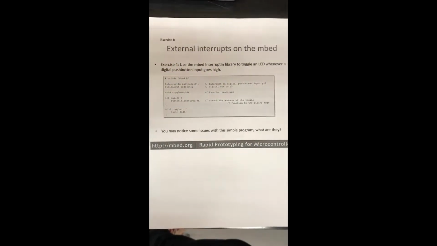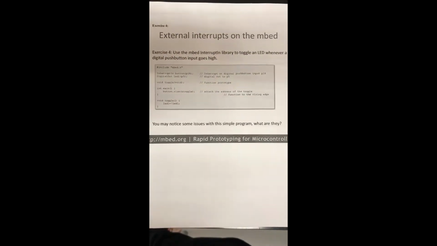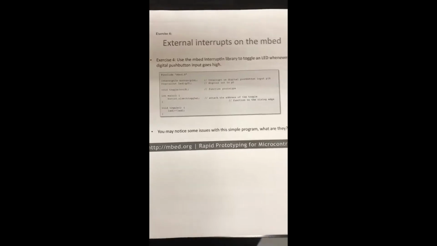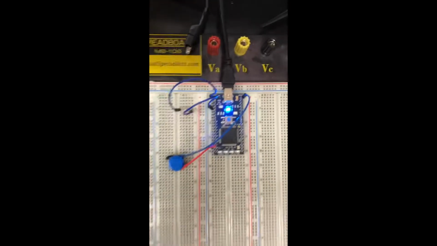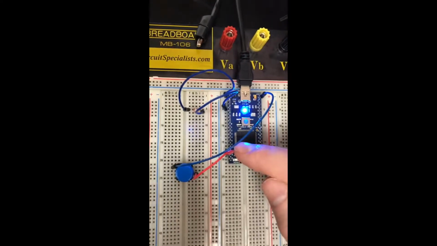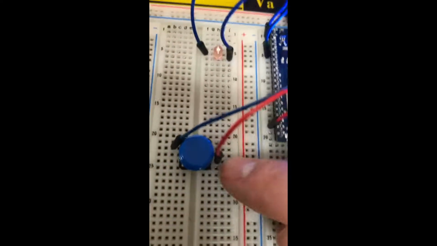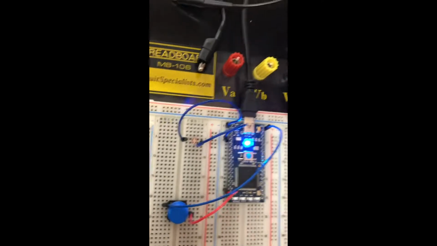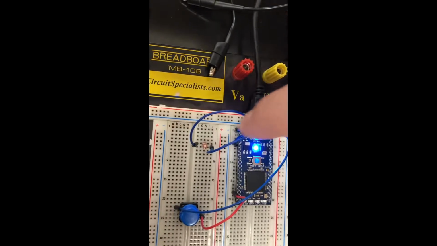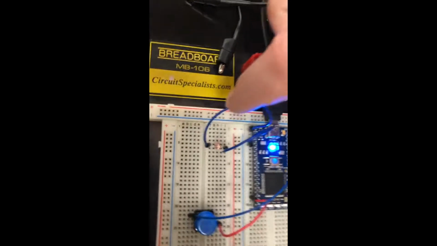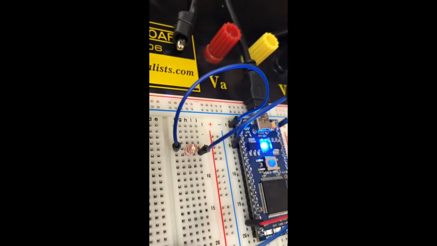Okay, this is lab 5, exercise 4, using an embed interrupt library to toggle an LED with a push button. And this is our setup. We have pin 18 connected to a push button, and on the opposite edge we go up to ground. Then pin 5 we hook to an LED, and on the other side of the LED we take that back to ground.